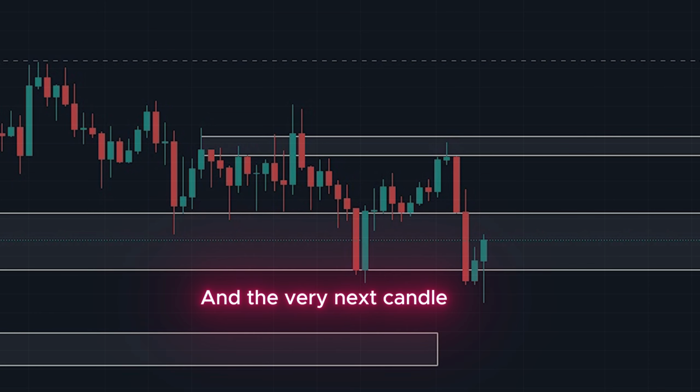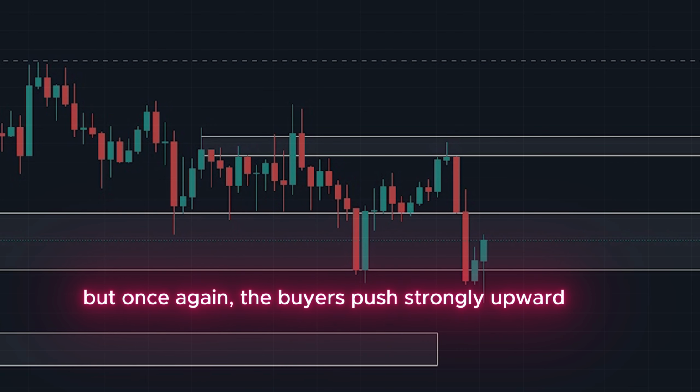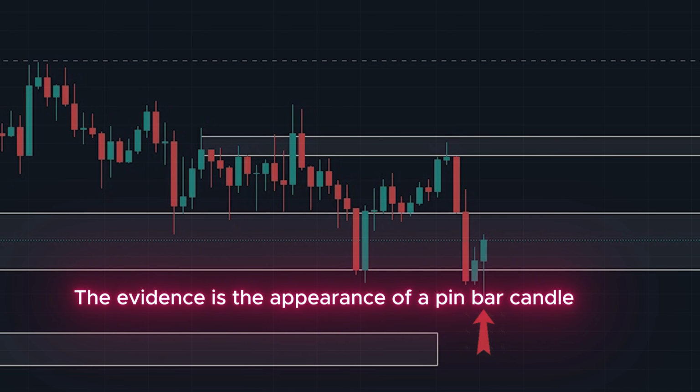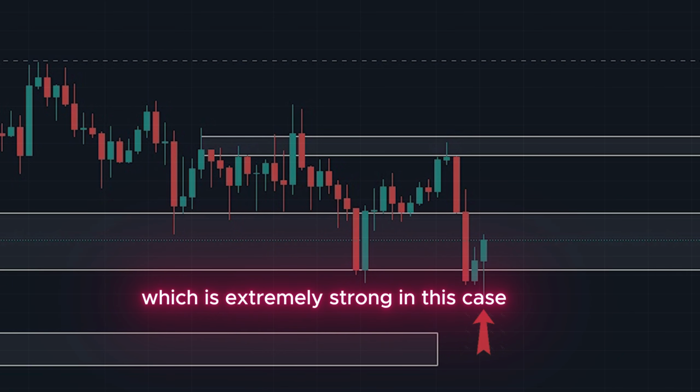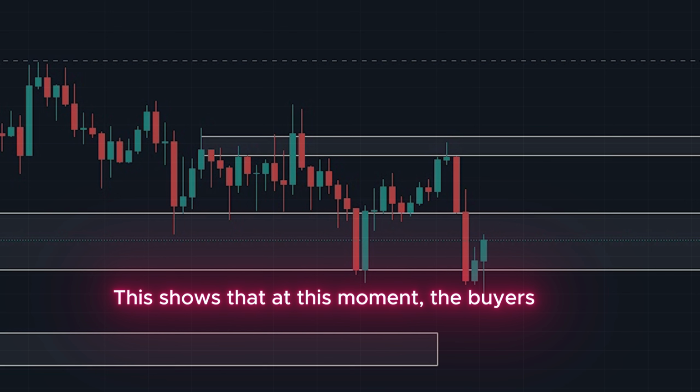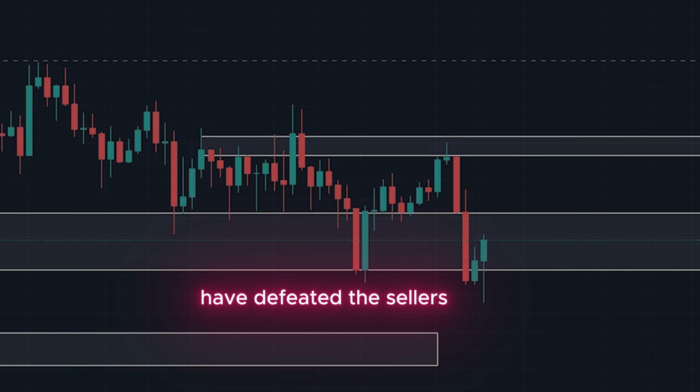And the very next candle, the sellers try to push down again. But once again, the buyers push strongly upward. The evidence is the appearance of a pin bar candle, which is extremely strong in this case. This shows that at this moment, the buyers have defeated the sellers.